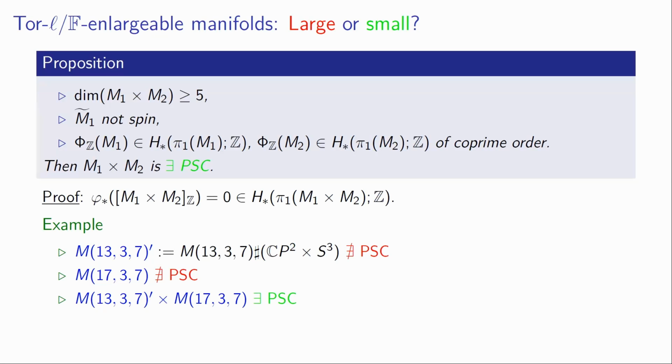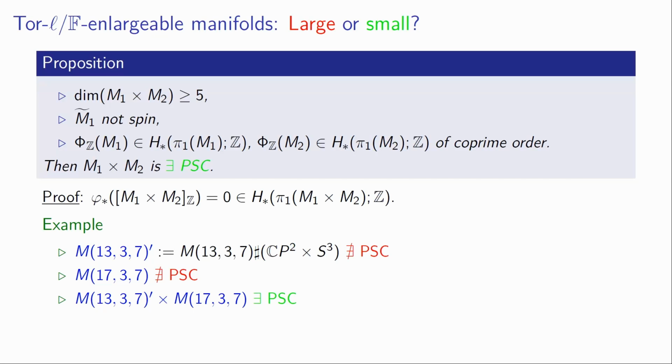So they are of prime order, and therefore the product of these two manifolds admits a positive scalar curvature metric. So you have 2 manifolds, each of which is large in a certain sense, namely in the sense of torality enlargeability, and therefore they do not admit positive scalar curvature metrics, but the product does. And in this sense, the product is small.